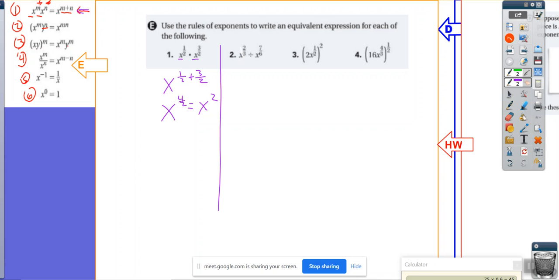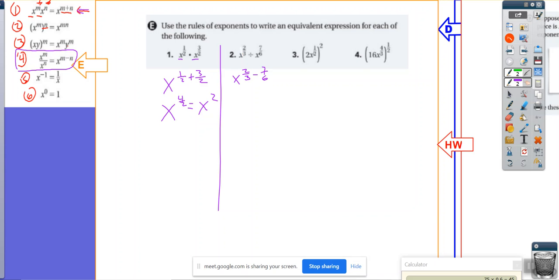For our next problem, we're dividing, and so the only rule that deals with division of the same base with different exponents is rule number 4 right there. We're going to subtract the exponents. So we have x to the 2/3 minus 7/6 power. All right. I'm just going to double check. Yep, that is what it is.